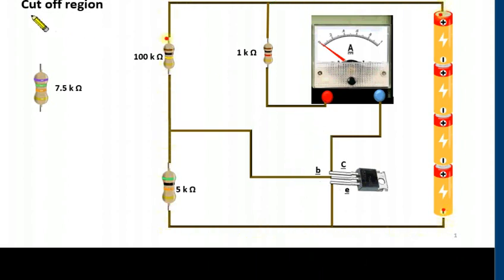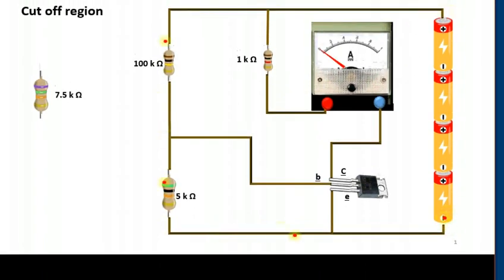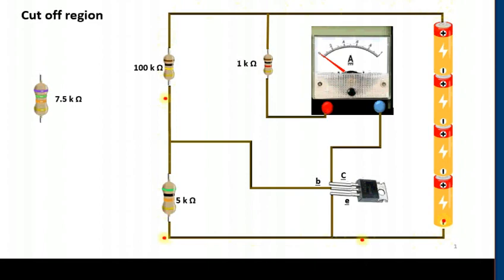So we call therefore cutoff region, because there is no collector current. If there is no current at our home, we call power cut. So like that, cutoff region is that. The meaning is that cutoff region. So let us now remove this resistor. So remember this. Now if there is no collector current, we call cutoff region.